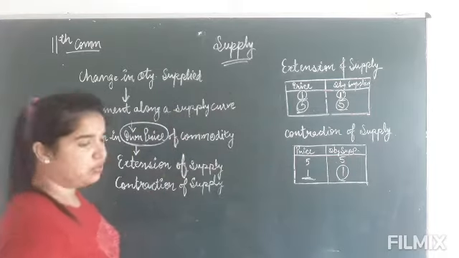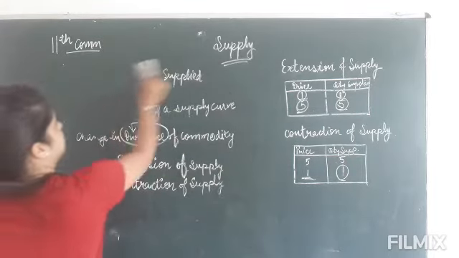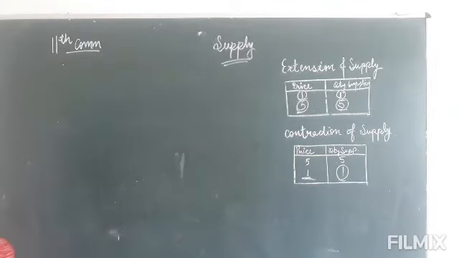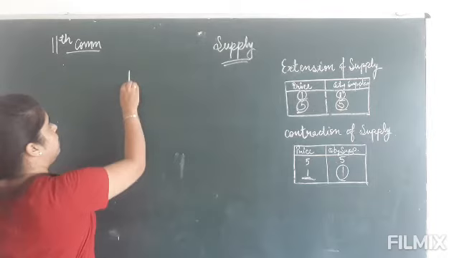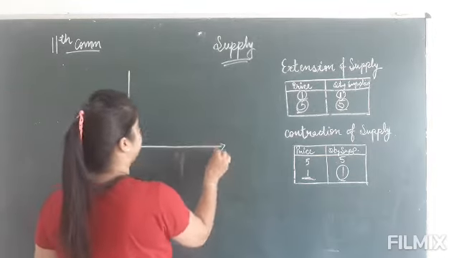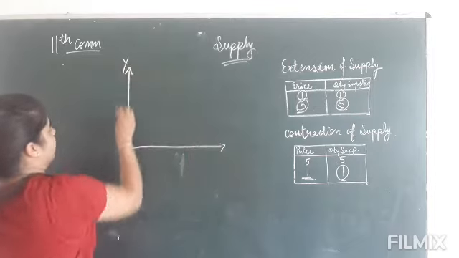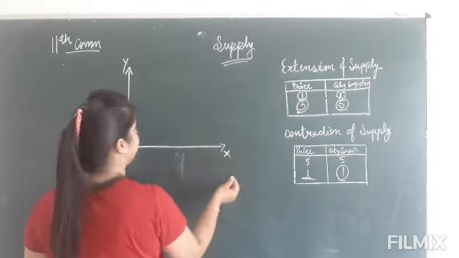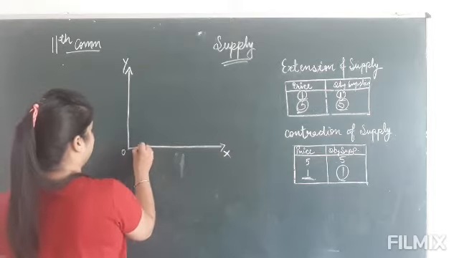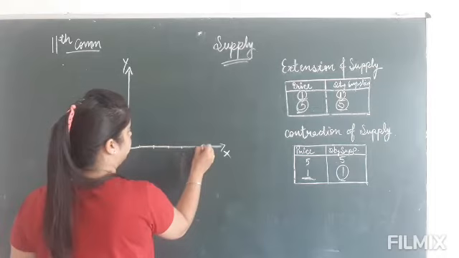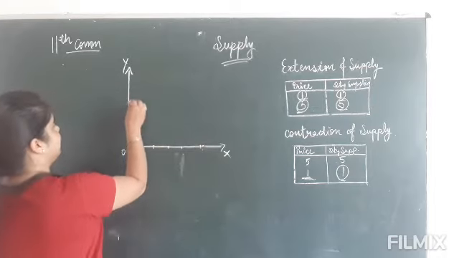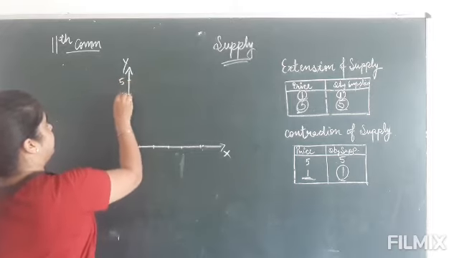We can also see this with the help of diagrams. For the diagram, firstly we would like to see the extension of supply. For extension of supply, we have to plot the diagram same as we have already done, with x-axis and y-axis. And just to see, we can take 1, 2, 3, 4, 5. It's a little far. 1, 2, 3, 4 and 5.